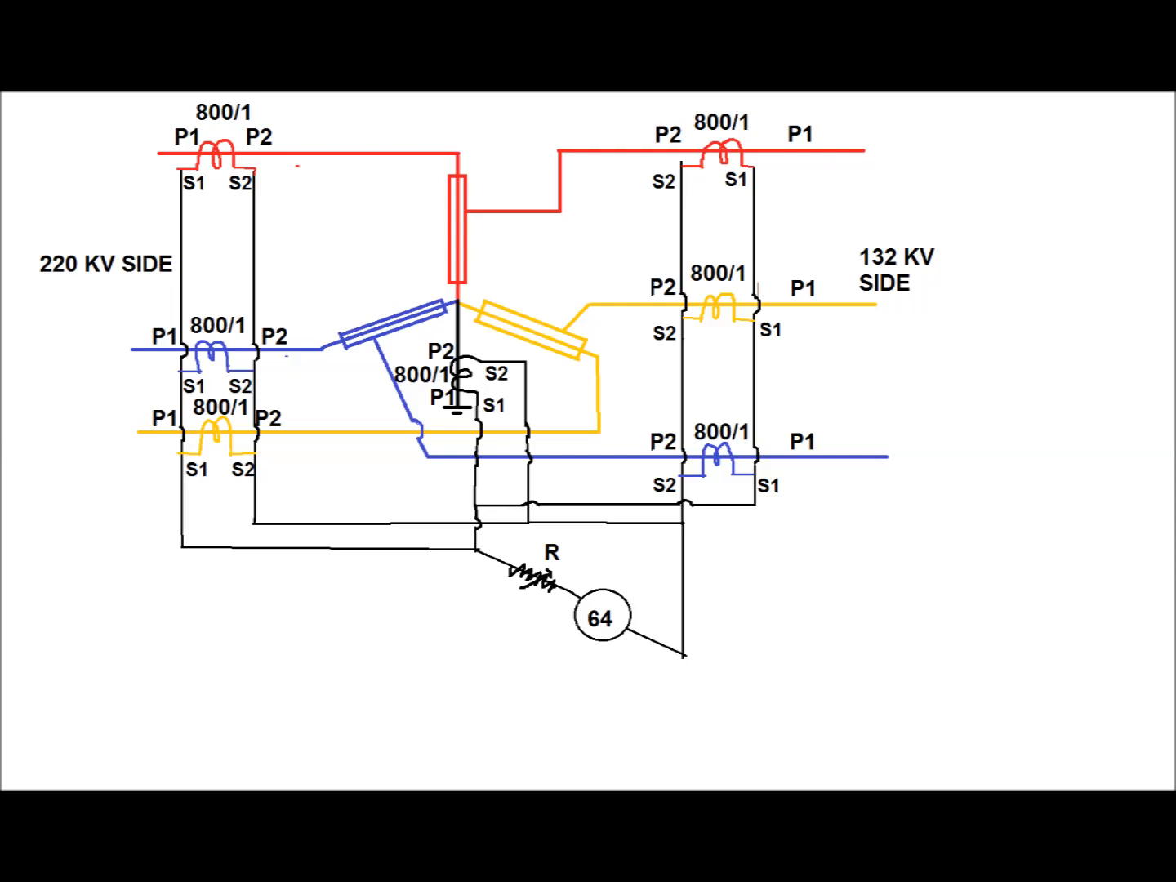For proper operation of the REF relay, all the CT ratios, that is each phase CT and NCT ratio, should be equal, otherwise maloperation will occur. That is, if the phase CT on the HV side is 800 by 1, then the LV side should be 800 by 1, and the NCT must also be 800 by 1.